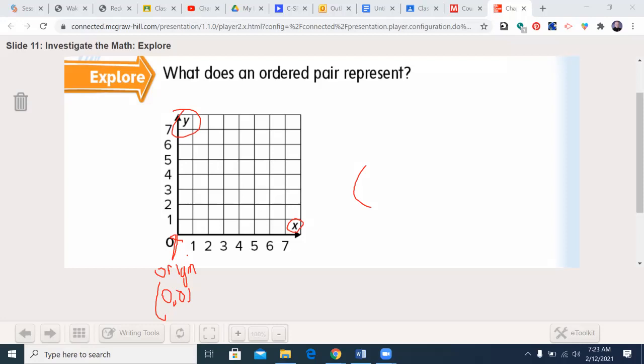So if I just randomly threw a dot right here, I figure out how many spots from the origin on the x-axis it is. Four this way. And then how far on the y-axis is it from the origin? So how far up or down? I can cross over here and it's at 5. So that ordered pair 4, 5 represents this spot specifically.